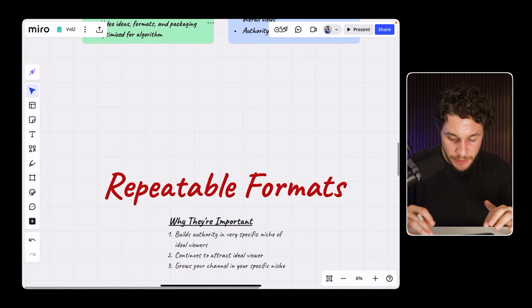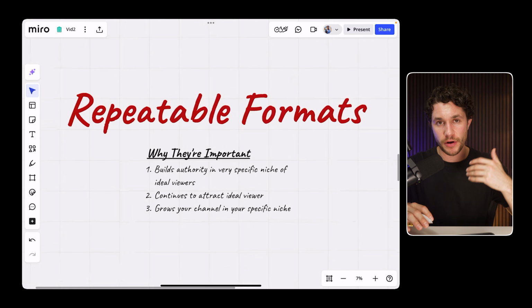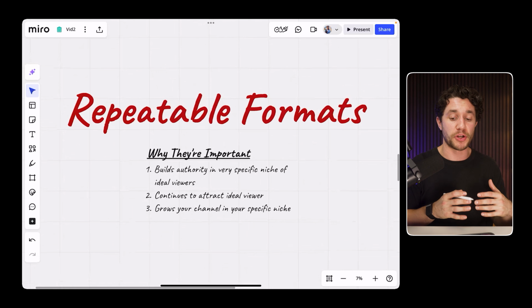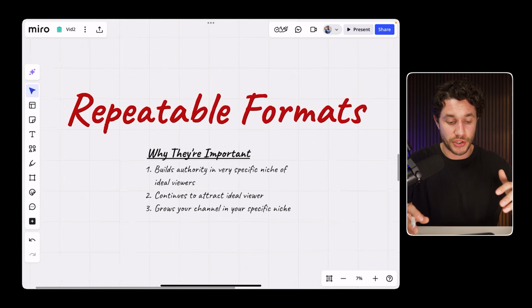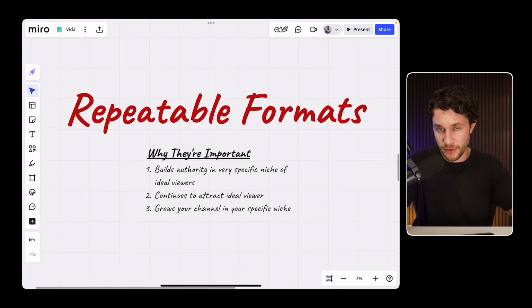But okay, next big thing is repeatable formats. This is a really important strategy, whether you're a content creator or a business owner. I'm going to continuously reference content creators because again, YouTube is a platform that is built and made for and around content creators. But just because you're not a content creator doesn't mean that you can't use YouTube. It's actually extremely effective if you're not a content creator.